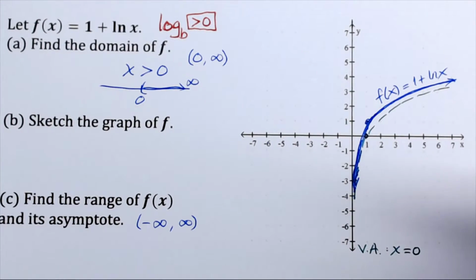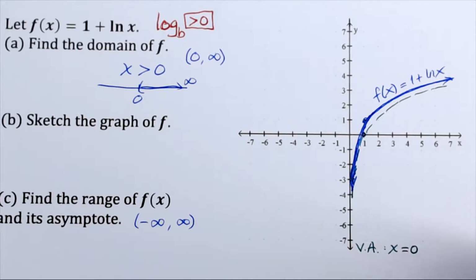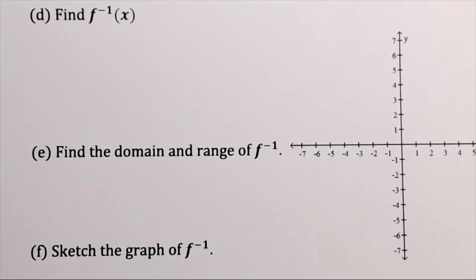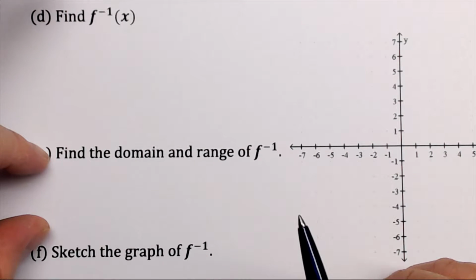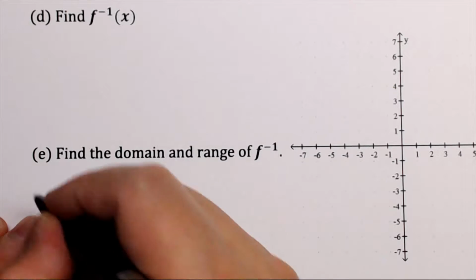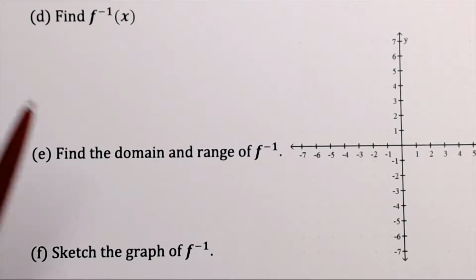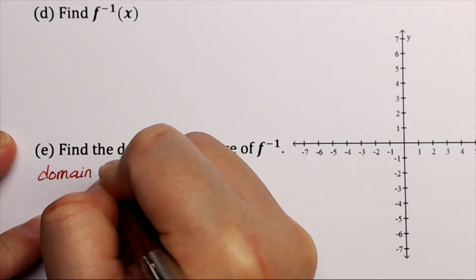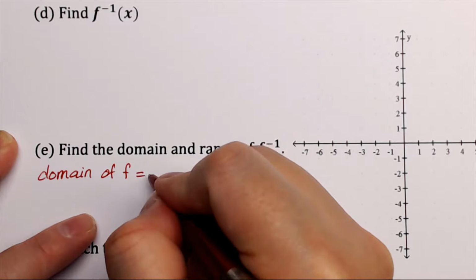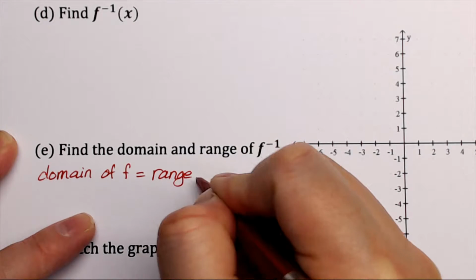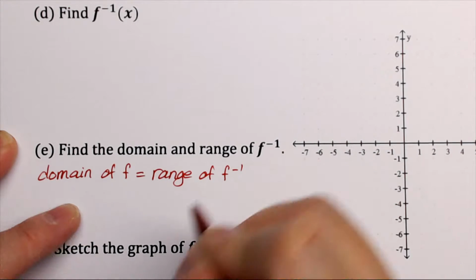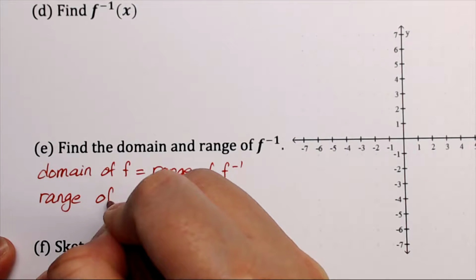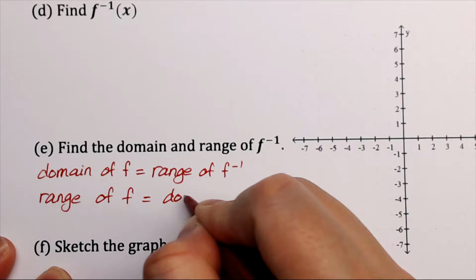Next we'll find the inverse, and then find the domain and the range of the inverse, and then sketch the inverse. So we don't even need to know what the inverse is. We can answer this part first, the domain and range. So we use that property. The domain of the function is the range of the inverse. And the range of the function is the domain of the inverse.